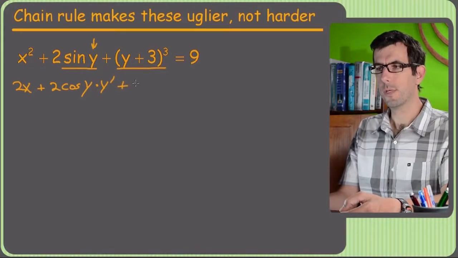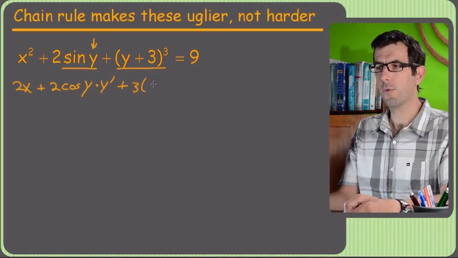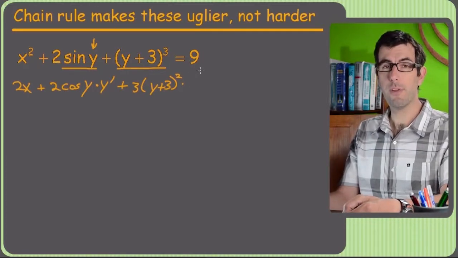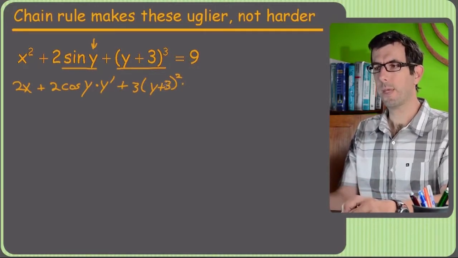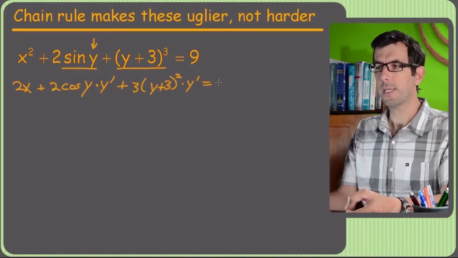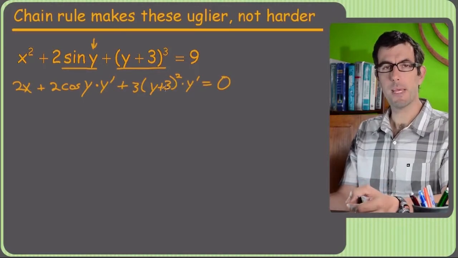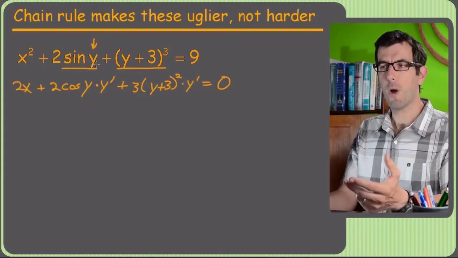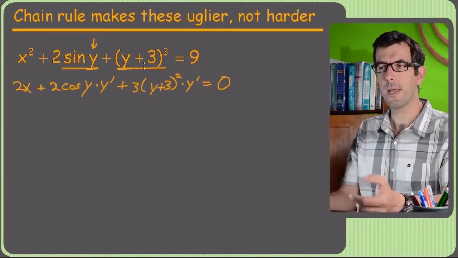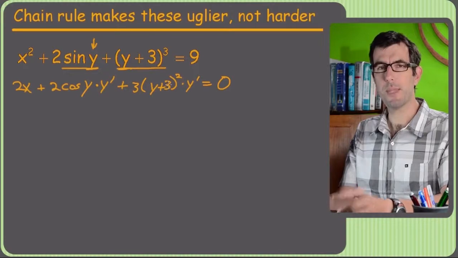And for this one, same deal, the chain rule again. Do a power rule, y plus 3 squared. But then we've got to multiply by the derivative of what's inside the exponent. And that is the derivative of y plus 3, which is y prime. And of course, the derivative of 9 is still 0. So that's where you've got to be careful. We just took the derivative of y once here, and both times we got a y prime. They can be a little bit tough to spot, but that's why it's so important.